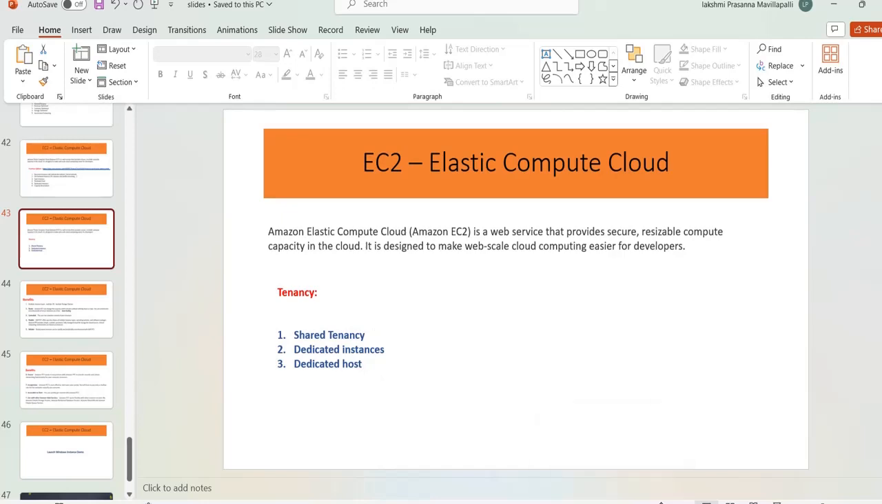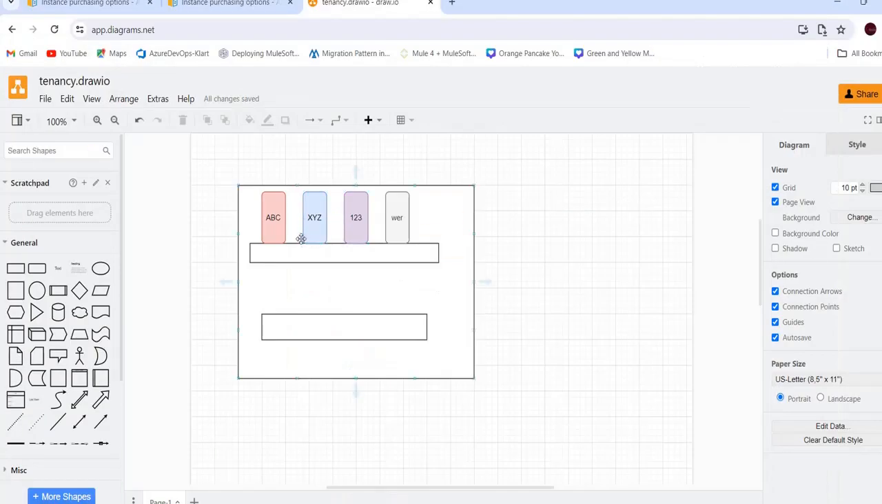Here, all of these four organizations are sharing the same host and same physical server, and these organizations don't have any control over the underlying host or underlying server. They don't have any control. They will have control only over their own virtual machines or their own instances. So this is the shared one.